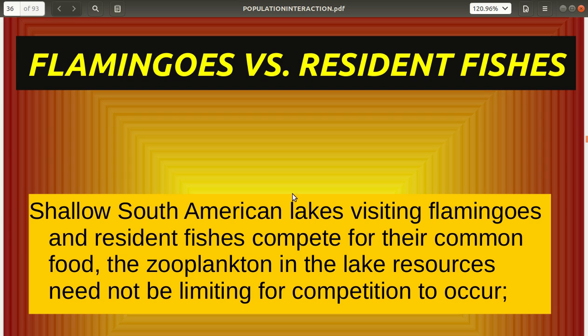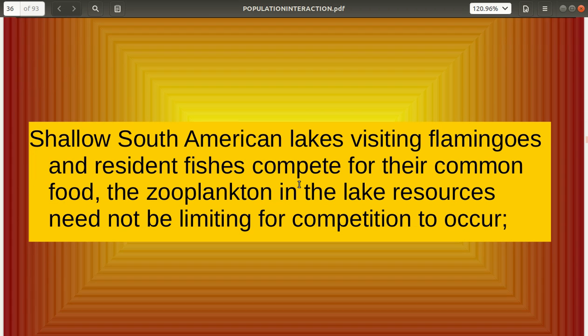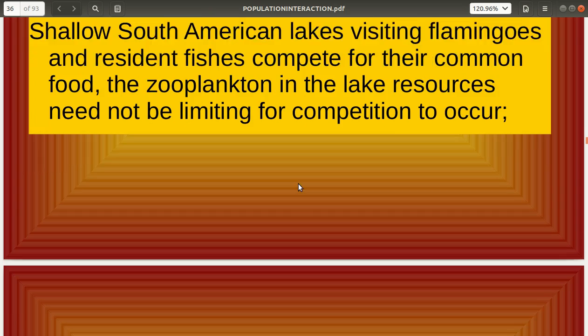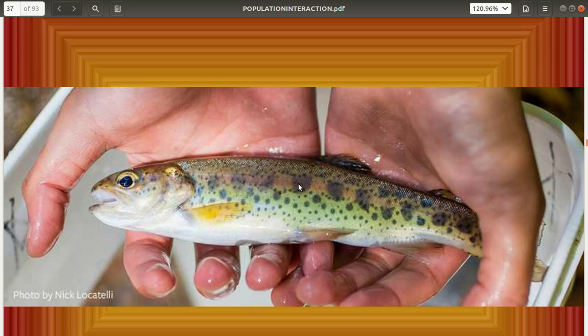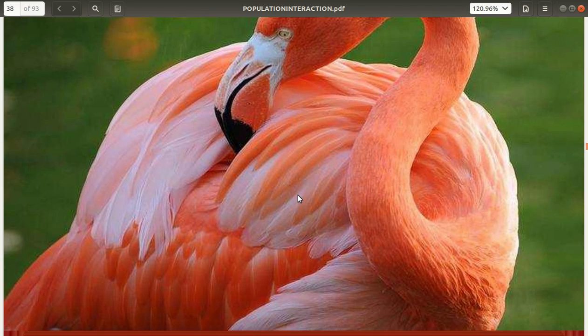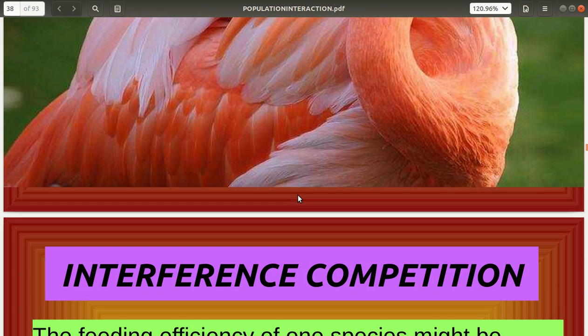In the shallow South American lakes, the visiting flamingos and resident fishes compete for their common food, the zooplankton in the lake. Both of them require zooplankton as a source of food, and zooplankton need not be limiting for competition to occur, but when it becomes limiting, competition occurs. So the resident fishes and flamingos compete for the zooplankton.